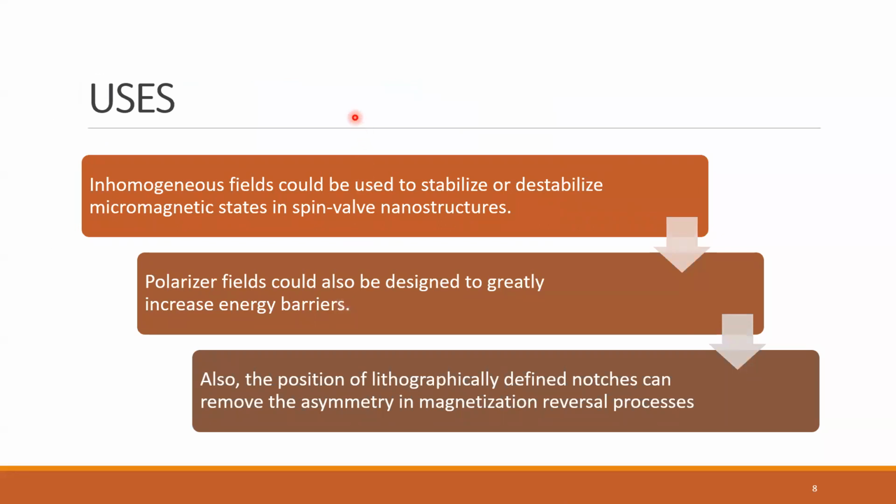If we want to talk about possible uses, we can offer that inhomogeneous fields could be used to stabilize or destabilize micromagnetic states in spin-wave nanostructures. Polarizer fields could also be designed to greatly increase energy barriers. Also, the position of lithographically defined notches can remove the asymmetry in magnetization reversal processes.